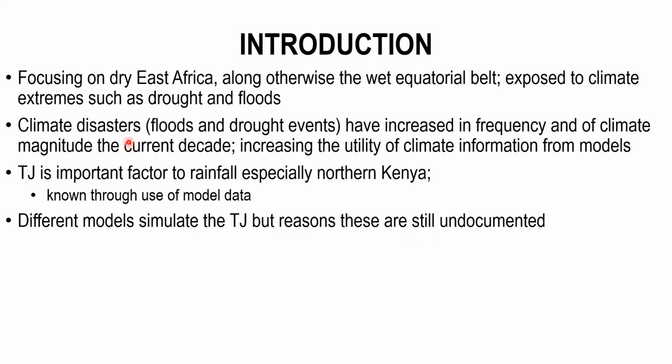So we are focusing on East Africa, which is a dry region in an otherwise wet equatorial belt. The region is exposed to climate extremes such as drought and flood. These disasters have increased in their manifestation in the recent past, hence the need and use for climate information from models. The TJ is an important factor for rainfall, especially in northern Kenya.